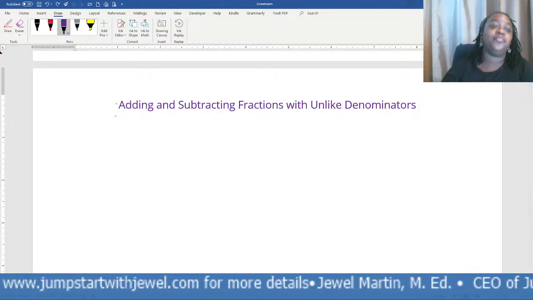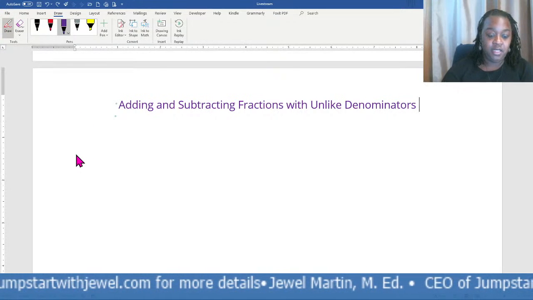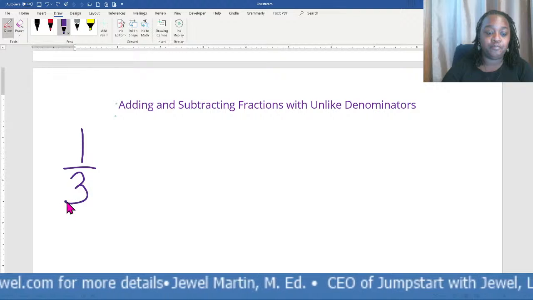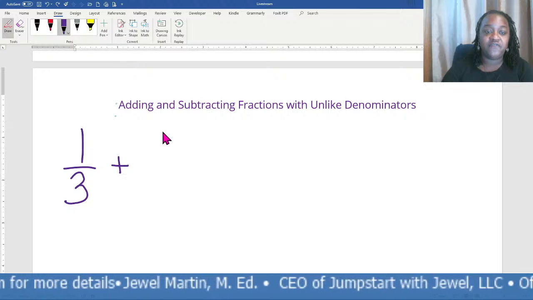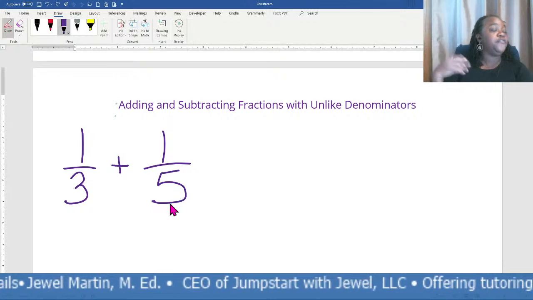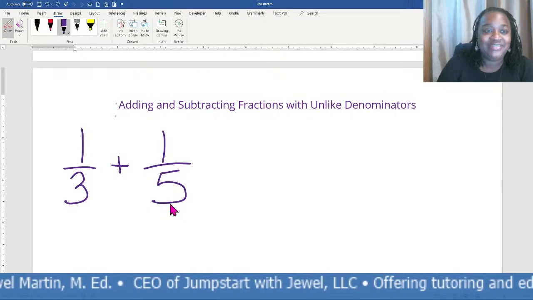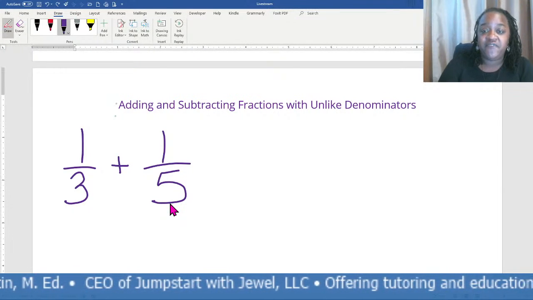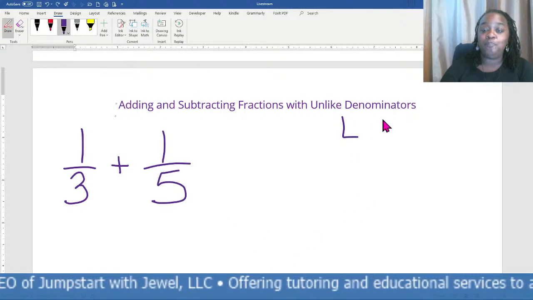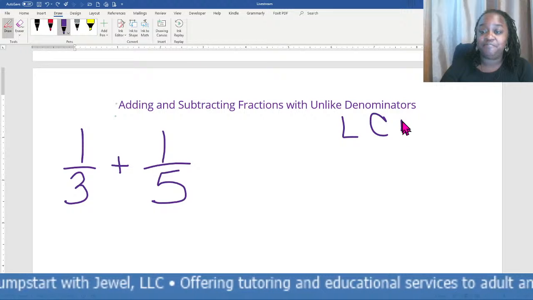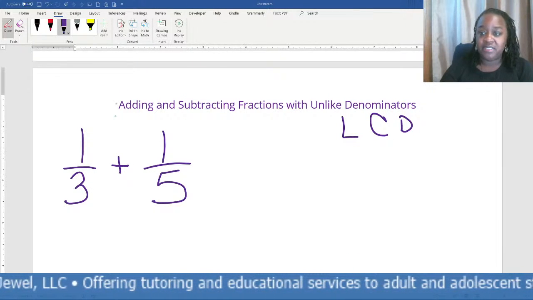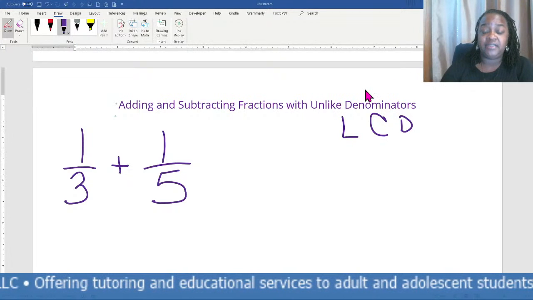Move that cursor out the way. So for instance, let's say I had the fraction 1/3 plus 1/5. When the denominator is not the same, you have to find the least common denominator. That is known as the LCD. If you don't know the LCD, then you can't add or subtract your fractions.